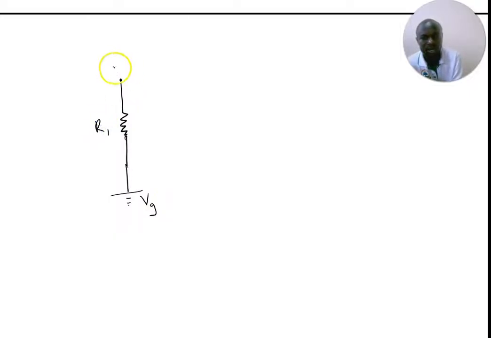Let me draw another one. Let's say I have a resistor here, and only a resistor is connected to a reference node. Normally, this is what you have. I'm considering this as a reference node, and let me call this R1 and V1. I can equally get a node to a reference node.